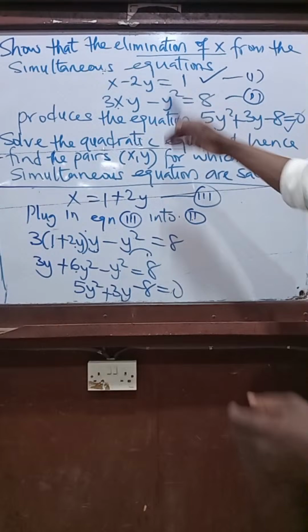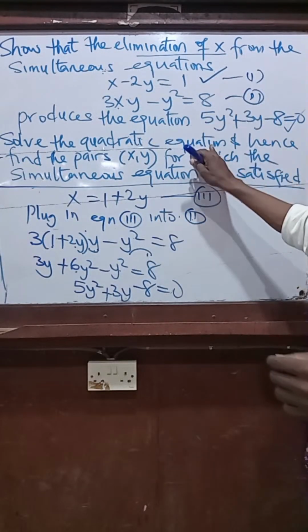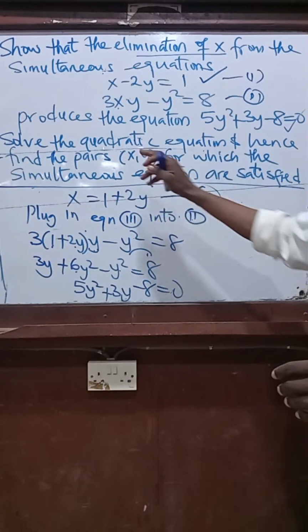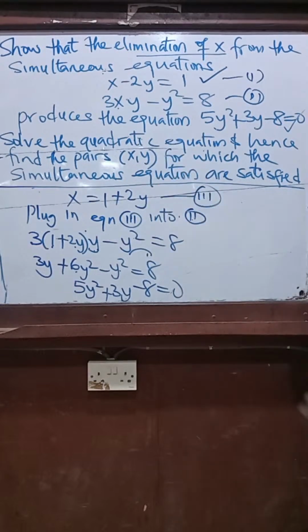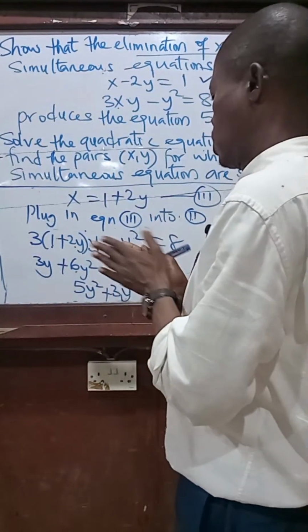Then the next one is what? Solve the quadratic equation and get the pair x comma y. That's what we are told to do.